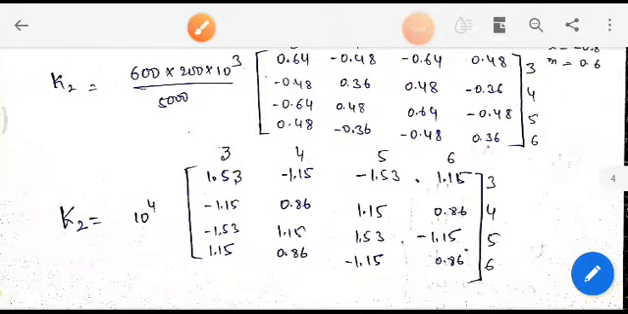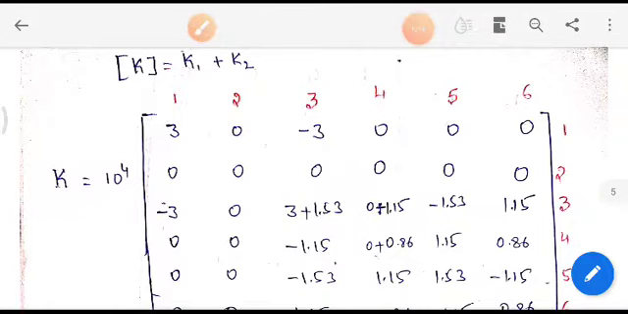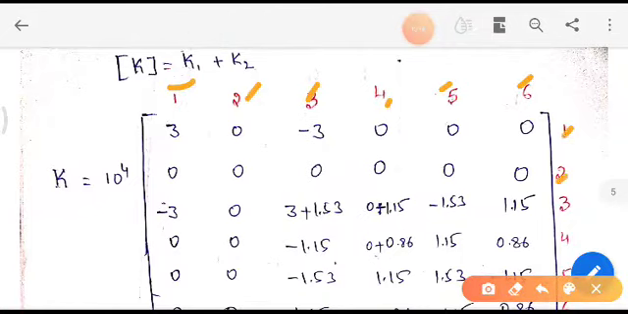Now once we calculate the stiffness matrix for the second element, the third step is to determine the global stiffness matrix. That is nothing but addition of these two matrices. Since we have 3 nodes, we will get 6 displacements, so the global stiffness matrix is a 6 by 6 matrix. That's what we have written, 6 by 6 matrix, 1 2 3 4 5 6, 1 2 3 4 5 6.